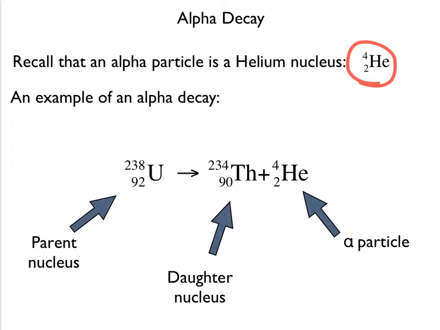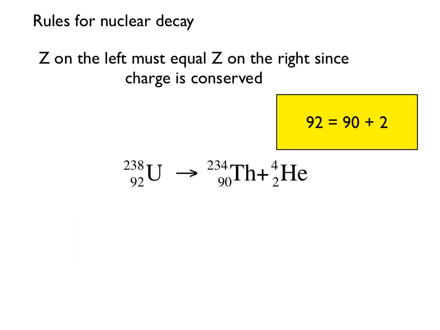So in our example here, uranium-238 has a mass number of 238 and a proton number of 92. Uranium-238 undergoes an alpha decay by emitting an alpha particle, and when this happens, the uranium nucleus transmutates, or changes, into a thorium-234 nucleus. Let's take a look at the rules for nuclear decay.